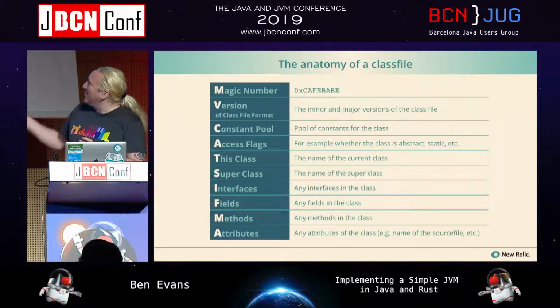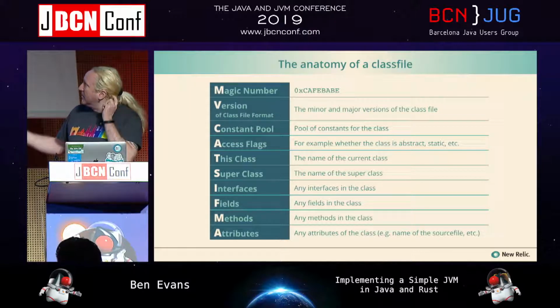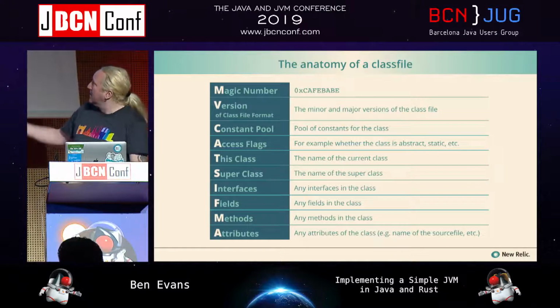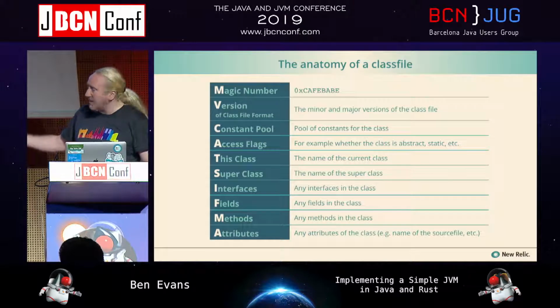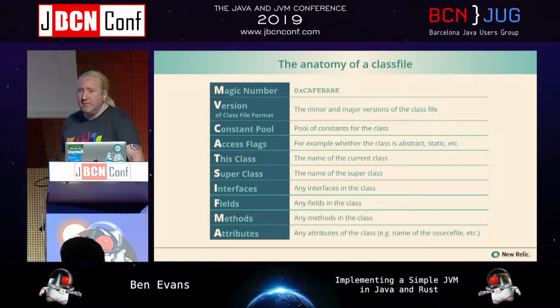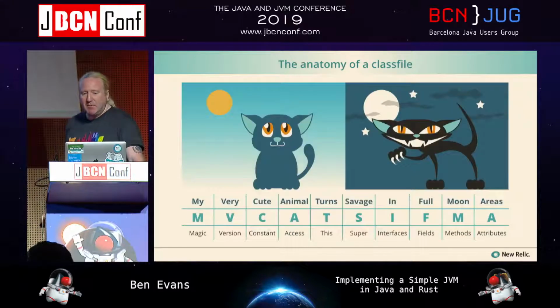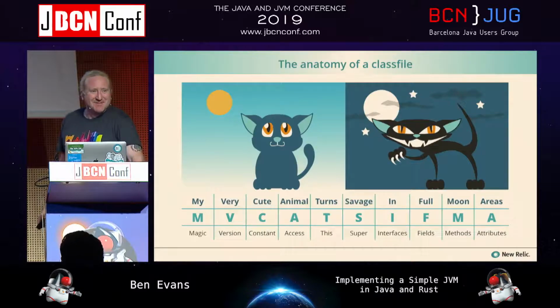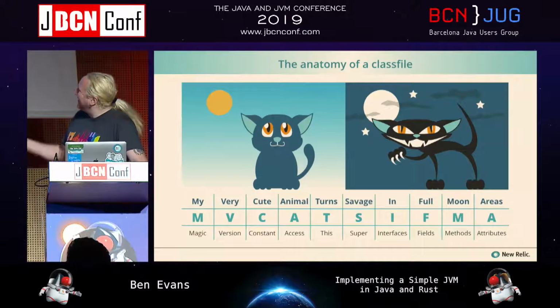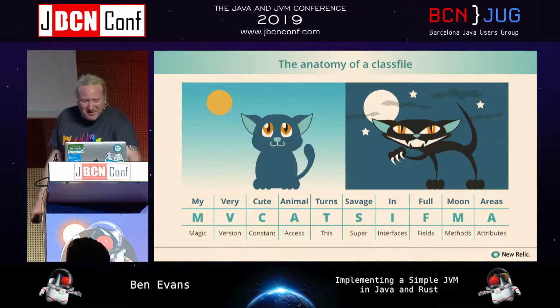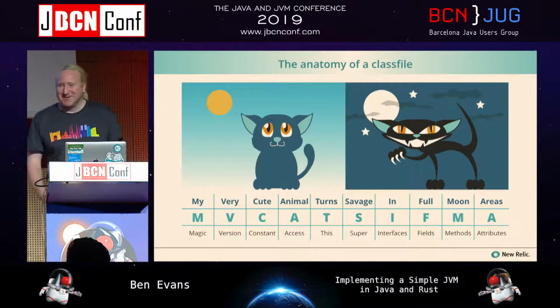Constant pool, we'll say a lot about this in a sec. Then we'll have things like the access flags, the name of the current class, the name of the superclass, and then interfaces, fields, methods, the things we would expect to be in the class file. Okay? So this is pretty much what we expect, but I always find it hard to remember all of these different sections. So I came up with this nice mnemonic. Has anyone ever seen the movie Gremlins? This is my homage to Gremlins. My very cute animal turns savage in full moon areas.